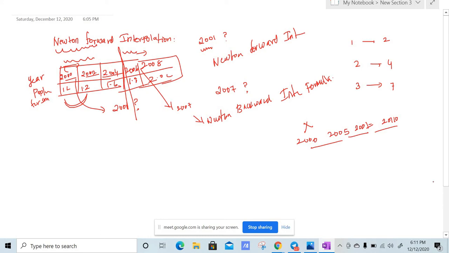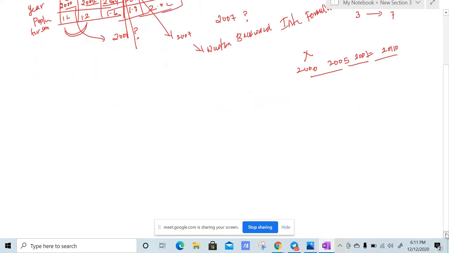So first we will talk only about Newton forward interpolation formula, right? So I'll tell you the formula first. I'll give you the formula. So first you will see Newton forward and then you will see Newton backward. So Newton's forward interpolation formula. So I'll give the formula.